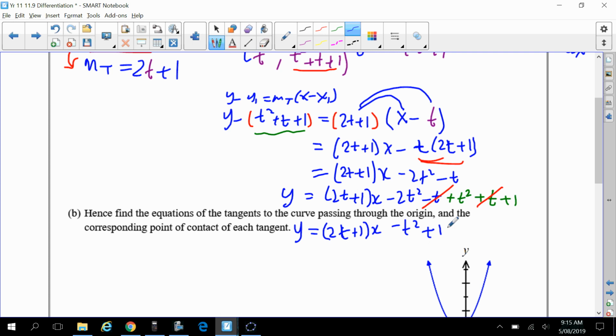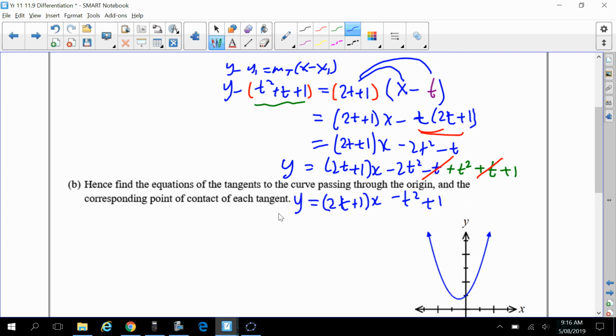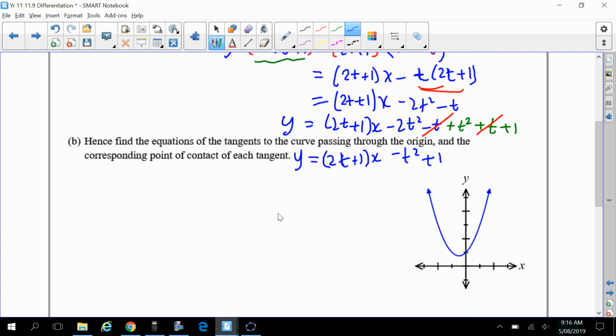Let's find the equation of the tangents to the curve passing through the origin and the corresponding point of contact to each tangent. When you read it once, it makes no sense. Read it again, it gives you some impression. Read it again: hence, find the equation of tangents to the curve passing through the origin and find the corresponding point of contact. When you read it again, you get a better picture.